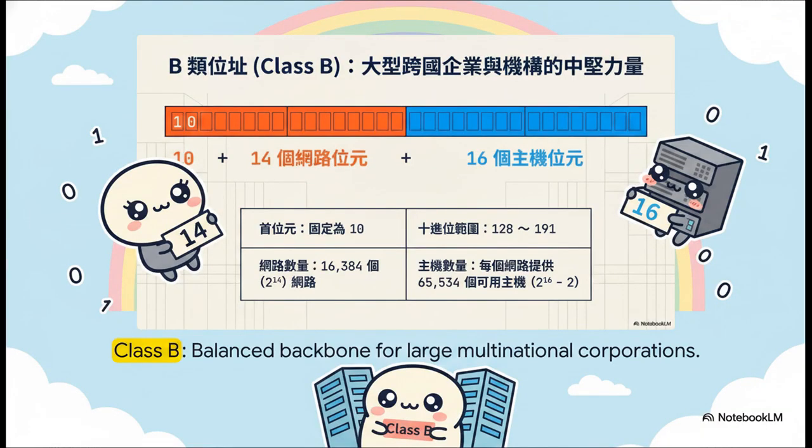Next up is Class B, which kicks off with a leading 1-0. This offers a much more balanced approach, making it the absolute perfect backbone for large multinational corporations. It splits the 32 bits a bit more evenly, 14 for the network, 16 for the host. So Class B gives us exactly 16,384 distinct networks, with each one holding a very robust 65,000 usable hosts.